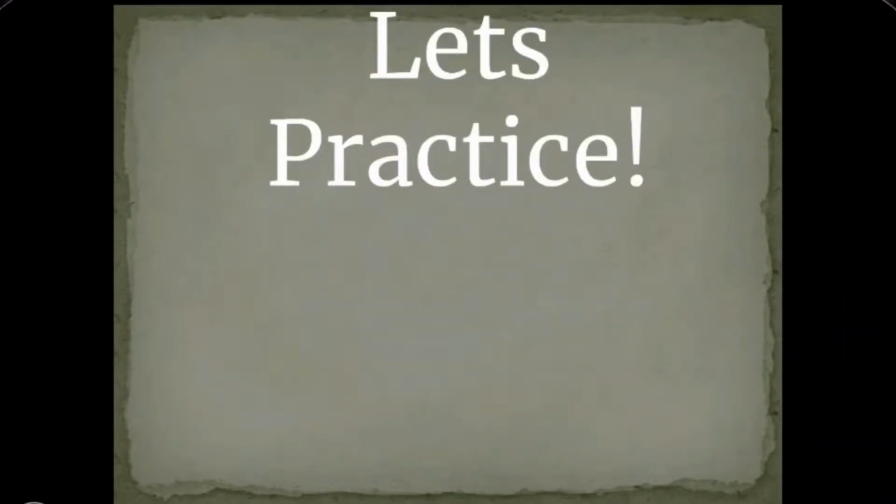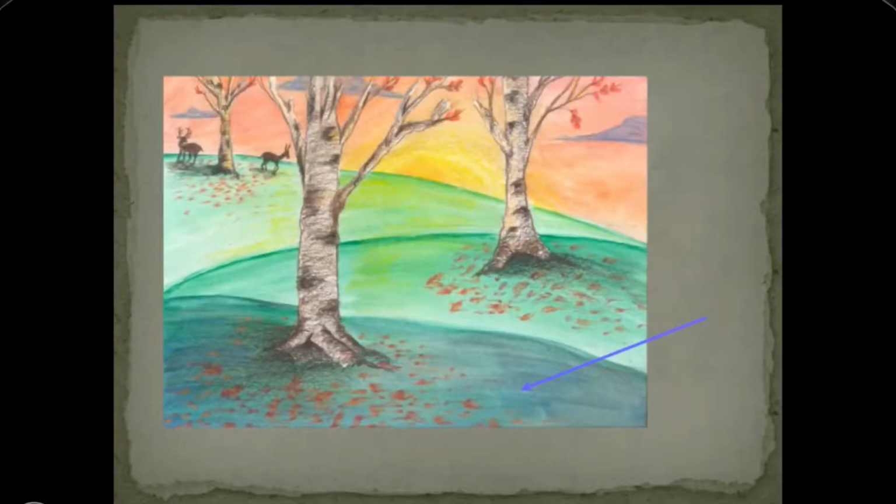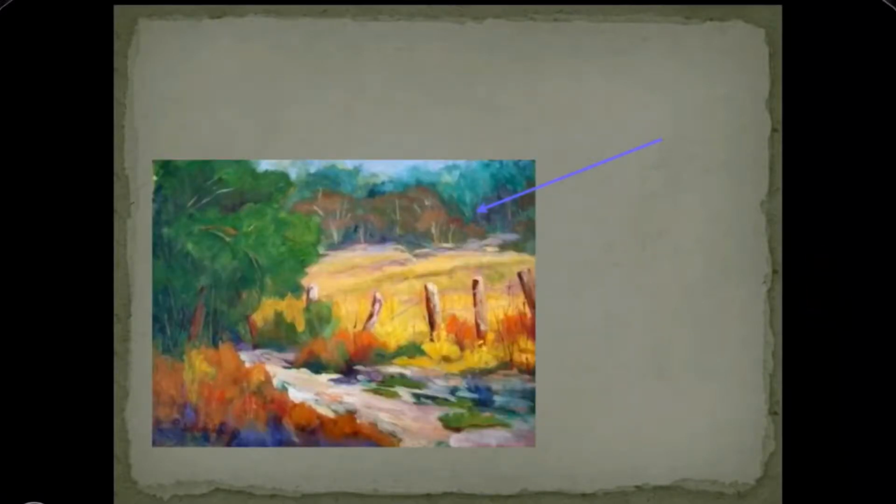So let's do a little bit of practice. What area of the picture is my arrow pointing to? Is it foreground, middle ground, or background? If you said foreground, you are correct. This is the part of the picture that is closest to us, and therefore that is the foreground. How about this one? Foreground, middle ground, or background? If you said background, you are correct. The trees are very small because they are far away in the background.